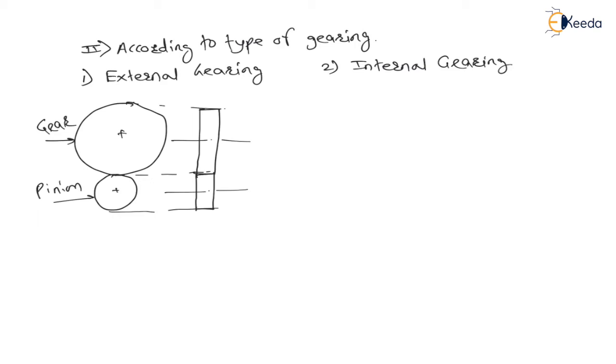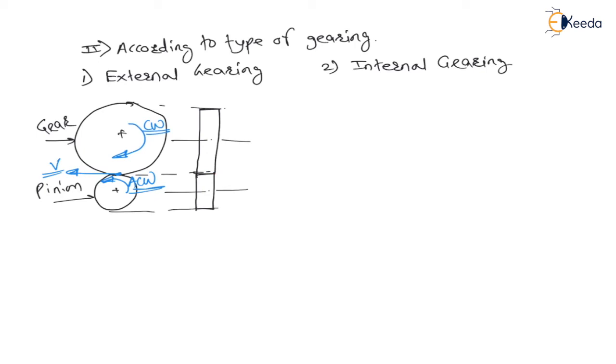Now, for external gearing, if the gear rotates in clockwise direction, see this is a clockwise rotation for the gear, then the pinion will rotate in anti-clockwise direction. Right? Means there is an opposite rotation. For external gearing, there will be opposite rotation because the common contacting point will move in the same direction. Because of this, there will be an opposite rotation. Right? And this is how the side view is represented.